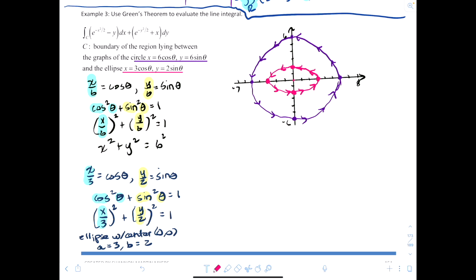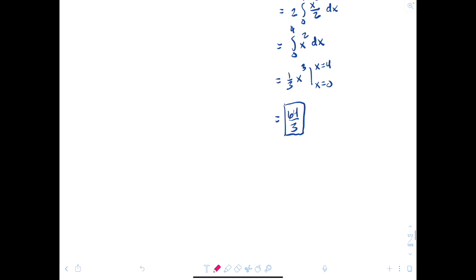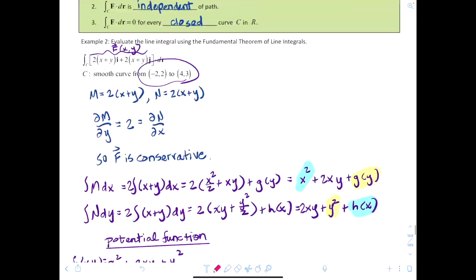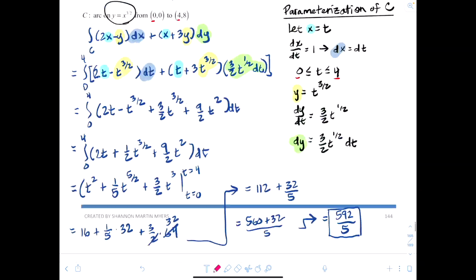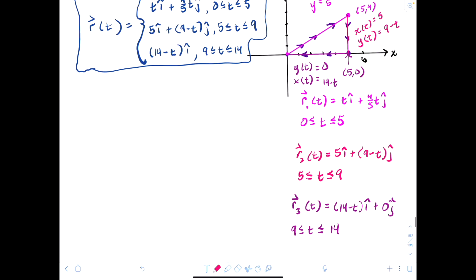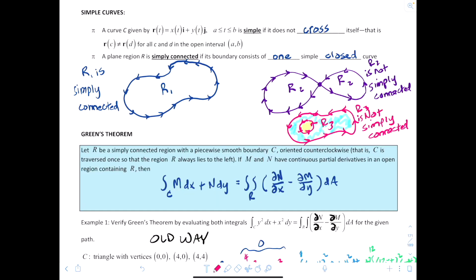right? I know what I said here, that this one is not simply connected up here. Region 3 itself is not simply connected. But you could look at region 3 as the difference of two different simply connected regions.